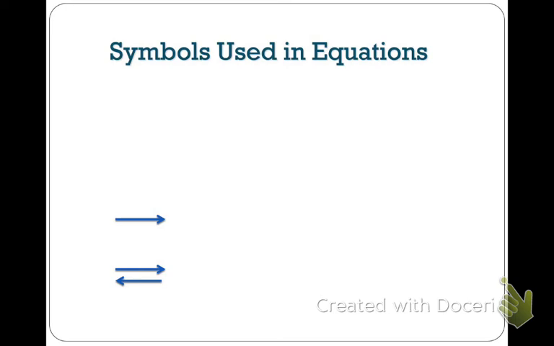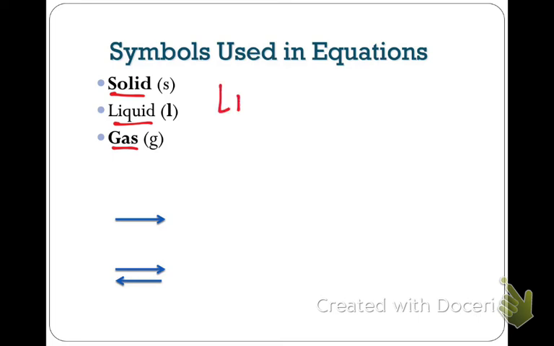Now that we know the basics about a chemical equation, we're going to start looking at some of the symbols that are used in a chemical equation. The first of which are the three states of matter: solid, liquid, and gas.